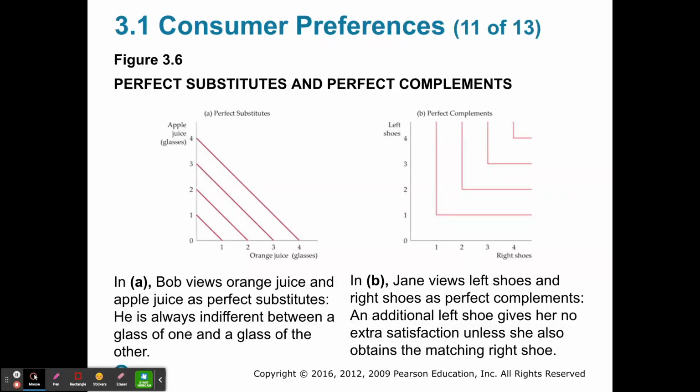In the case of perfect complements, the indifference curve is L-shaped. The reason is that you don't get the additional happiness unless you have a particular combination of the two products. The example they give here is a pretty good one: left shoes and right shoes. Unless you're a pirate, you typically only get happy when you have the same number of left shoes as right shoes.